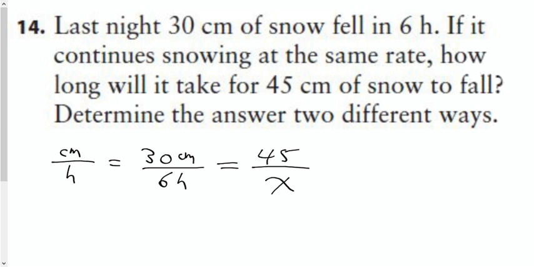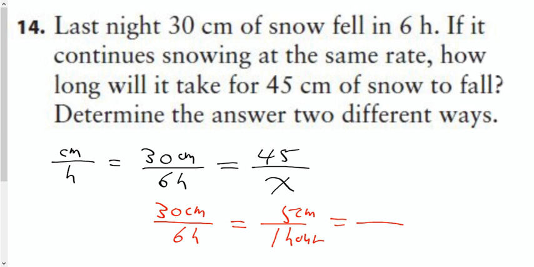Does anyone in this room know what you multiply 30 by to get 45? 1.5. Now, if you knew that, you multiply 30 by 1.5 and 6 by 1.5, and you solve the question: 9 hours, because 6 times 1.5 is 9. But if you didn't know that, let's do it another way where it's not multiplication. I'm going to figure out how much snow falls in 1 hour. How much snow would fall in 1 hour? 5 centimeters. So how long would it take for 45 centimeters to fall? 9 hours.